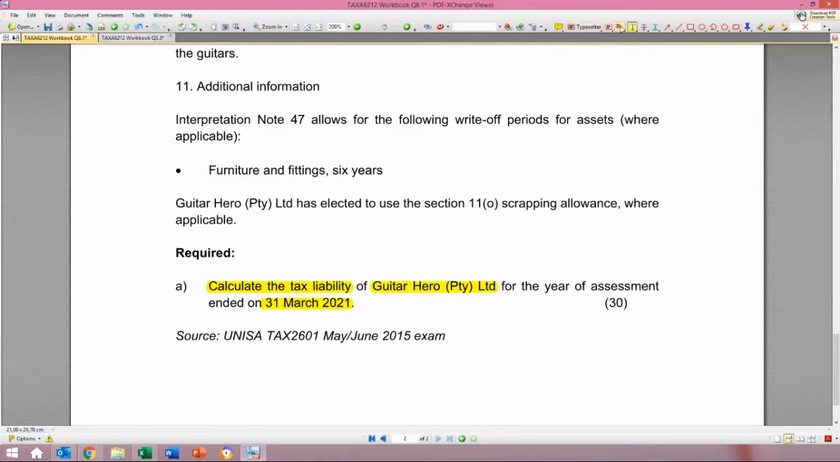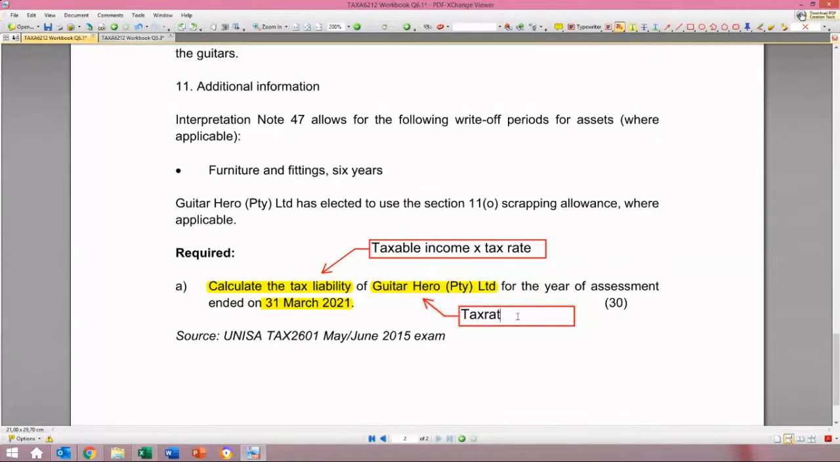Okay, now when we have the tax liability, this is generally your taxable income multiplied with your tax rate. Now you can tell me, what is the tax rate for a company? Yes, Tanya, that's correct. So the tax rate for a company is 28%. So in this scenario, they wouldn't have given you a table. They would expect you to know what the tax rate is.